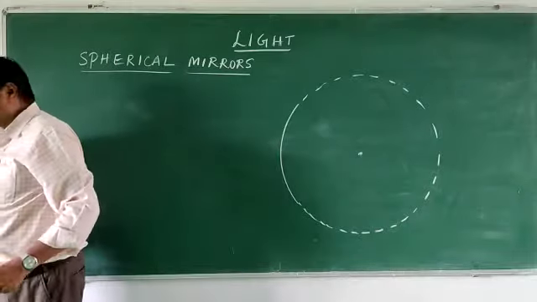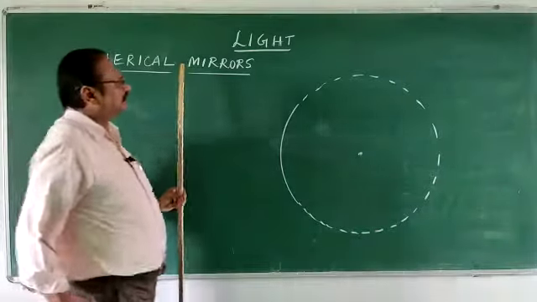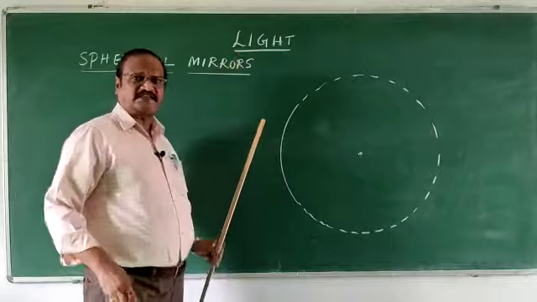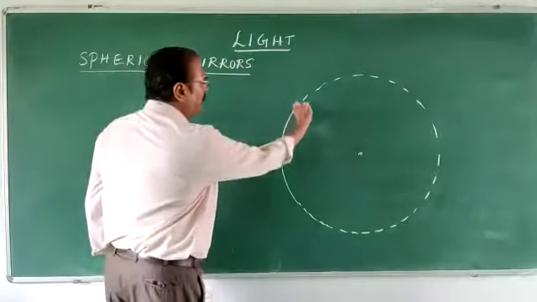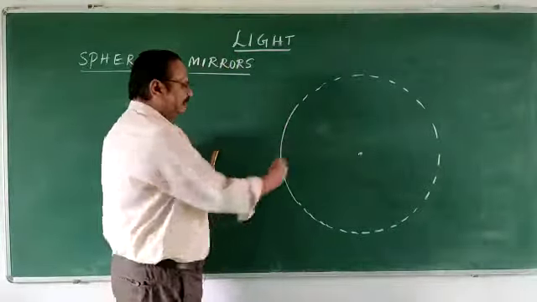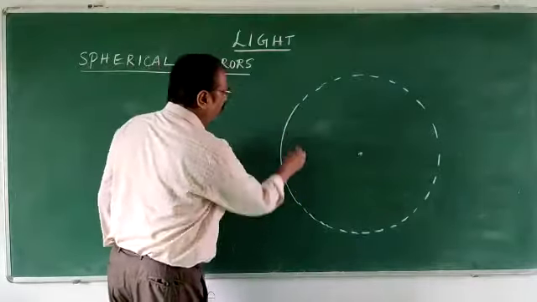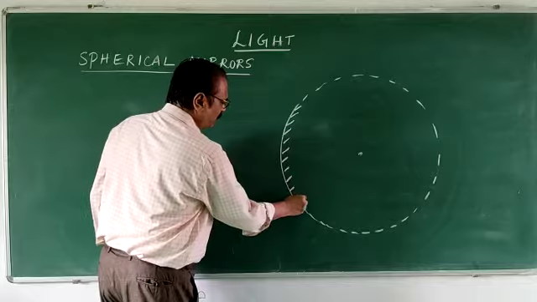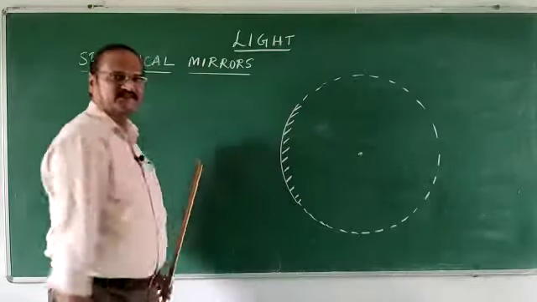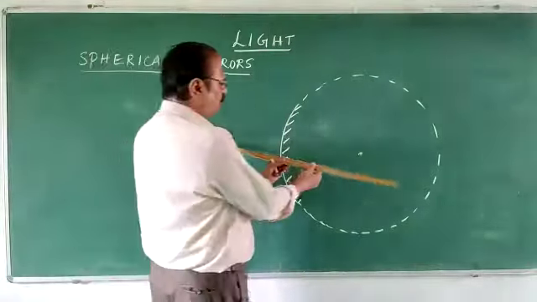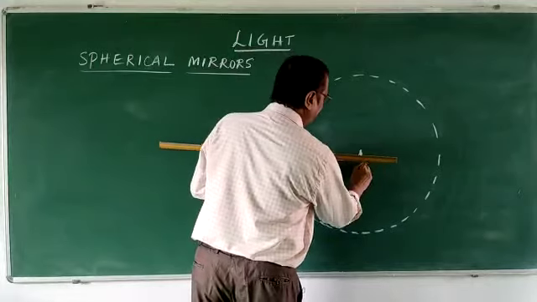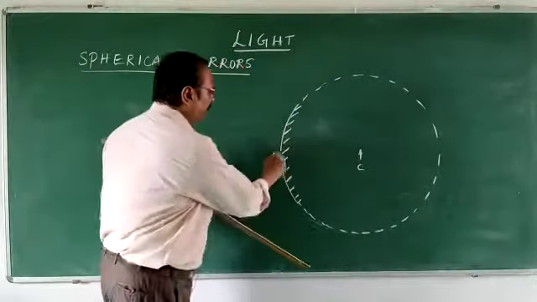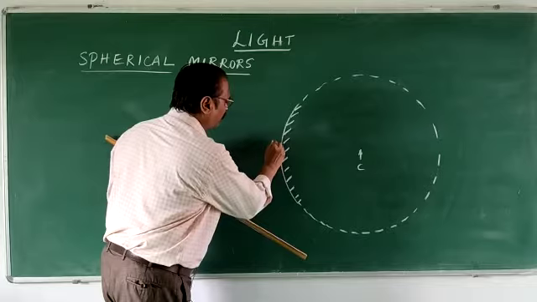Now let me take this part. Which is the reflecting surface? It is bulged outward, it is curved outward. So I coat it inward like this. So this part is the reflecting surface. Now as usual, this is the center of curvature, and that is the middle point, so this is the pole of the mirror.